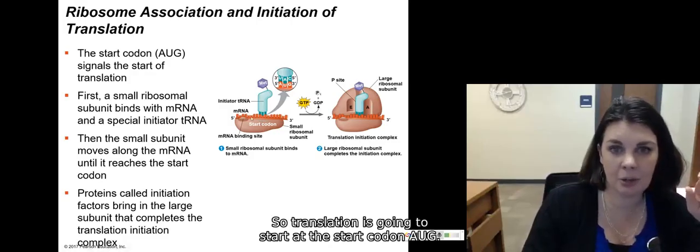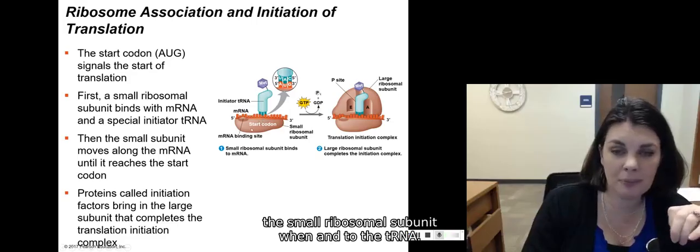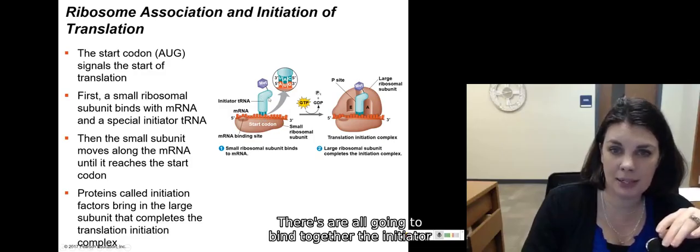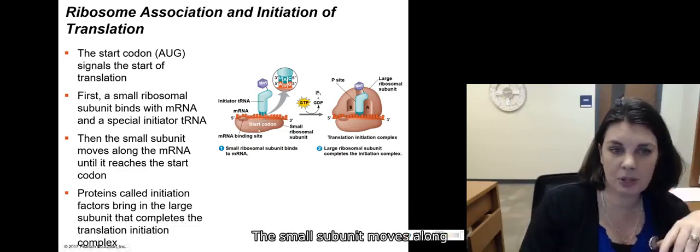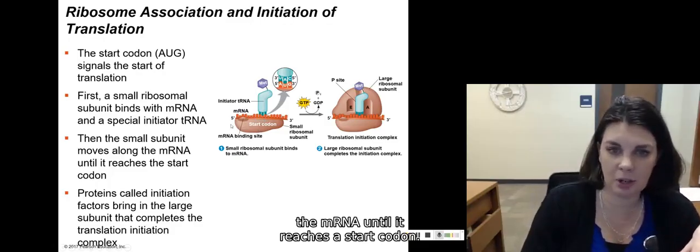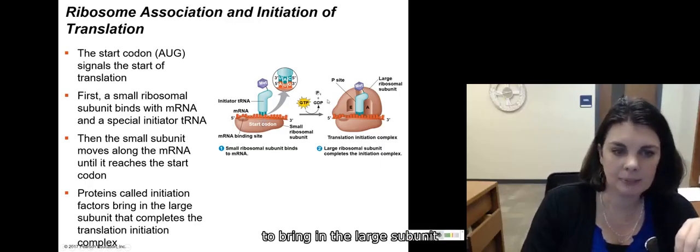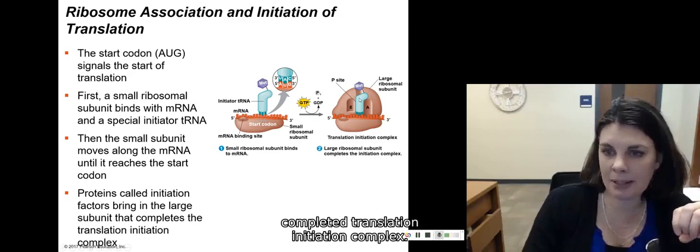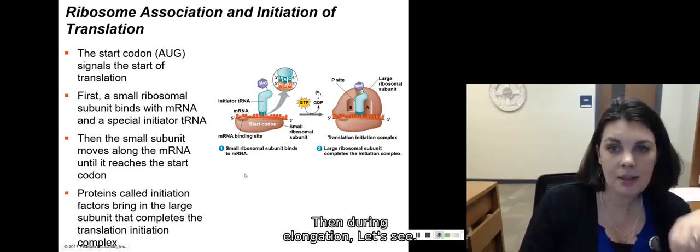So translation is going to start at the start codon, AUG. So that AUG is going to bind to the small ribosomal subunit and to the tRNA. So those are all going to bind together, the initiator tRNA with the mRNA and the small subunit. The small subunit moves along the RNA until it reaches the start codon, and initiation factors are going to bring in the large subunit, and that makes the completed translation initiation complex.